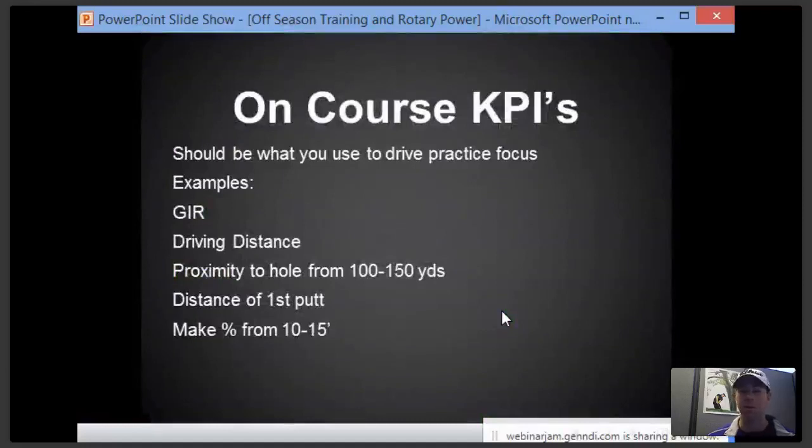So just like I was talking about with the on-course KPIs, some simple examples: how many greens in regulation, driving distance, proximity to hole, distance of the first putt, your make percentage from specific distances. I think it's important to track your stats, because then you can make objective decisions based on where you're losing strokes and where you're not losing strokes. I think way too many golfers start making all these swing changes because it doesn't look good, or because they think their miss is left or right. But then we don't ever close the loop on that, which is what I talked about in the beginning.